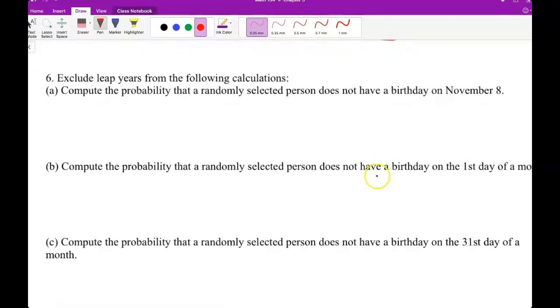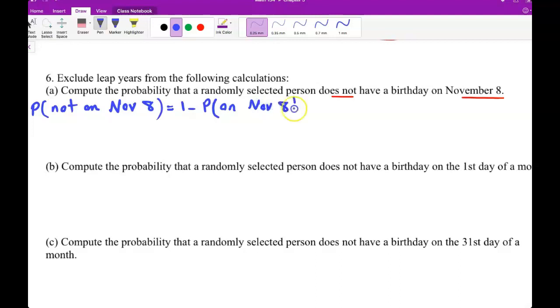Number 6. Exclude leap years from the following calculation. Part A. Compute the probability that the randomly selected person doesn't have a birthday on November 8. Finding probability that it's not on November 8. Since we have not, again, I'm subtracting from 1. And here we have that it is on November 8.